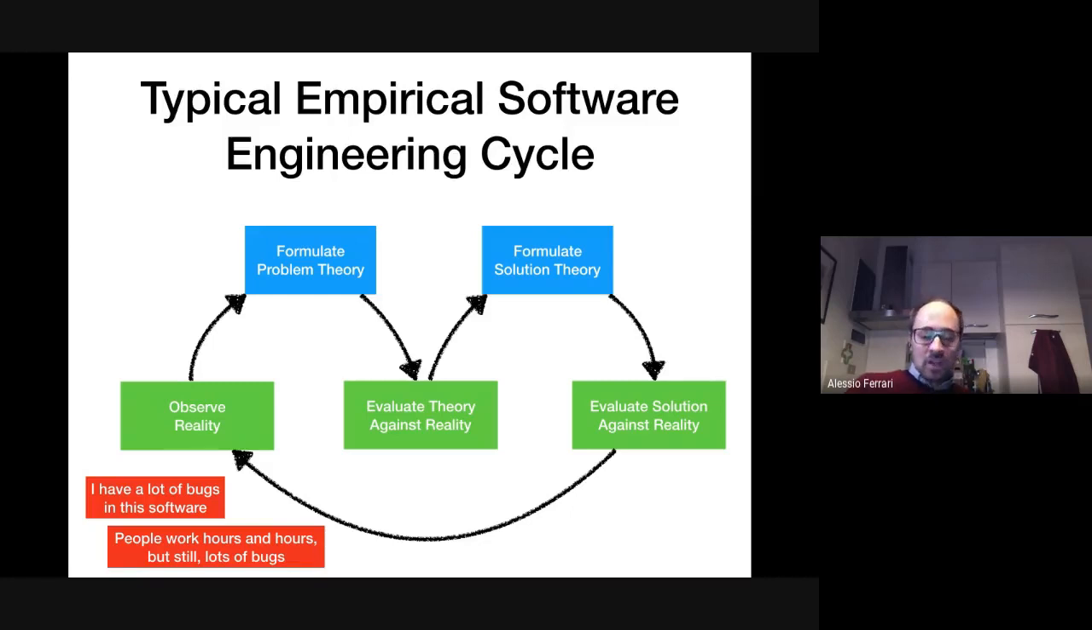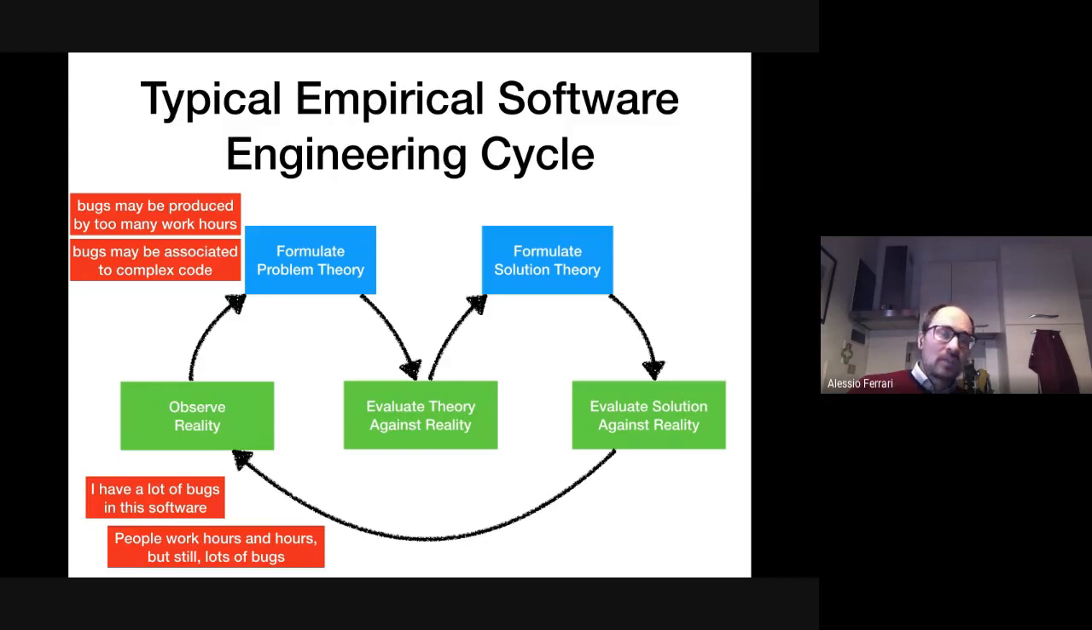Then I can start observing that I have all these bugs. I can try to formulate a theory. So I create some hypotheses. I try to abstract from the reality and reason on why these things happen. Well, I can say bugs may be produced by too many hours of work, because people work a lot of hours. So I can think that maybe all this working time does not have a good effect on the quality of the code. Bugs may also be associated with complex code, for example. This can be another hypothesis of why there are a lot of bugs. So my coders are writing very long functions, very complex nested functions, and they introduce bugs without considering them. These are problem theories. So basically they are ways to explain the problem.